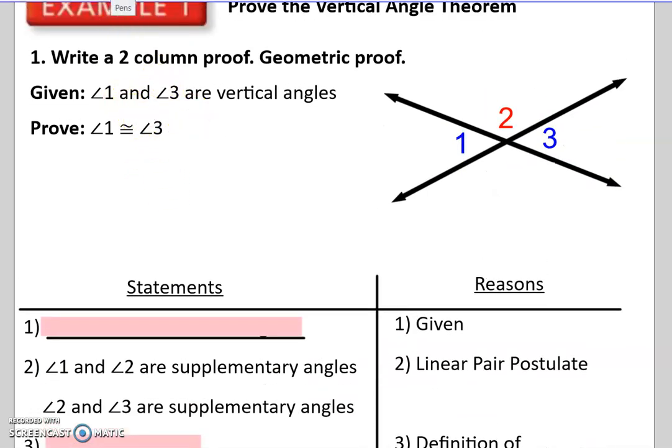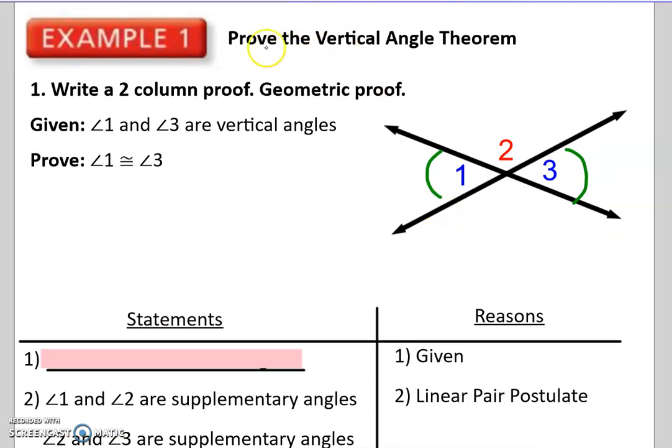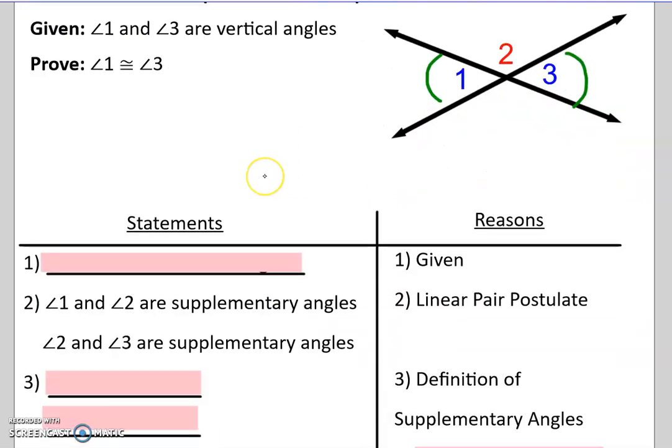They are telling us, and I always label, they're telling us that angle 1 and angle 3 are vertical angles. Okay, and they want me to prove that they're congruent. You should already be thinking of some things that you know why they're congruent. So let's start here. What we are ultimately doing is proving the vertical angle theorem, that last one I just talked about. Proving how I know. Why can I say that they're congruent? That's what this proof is all about.